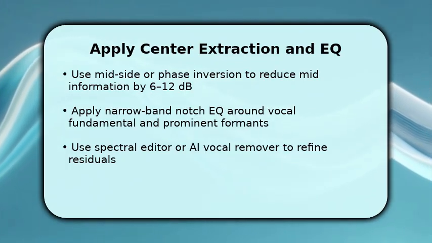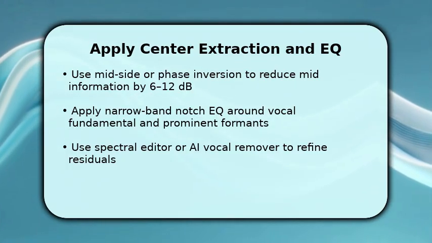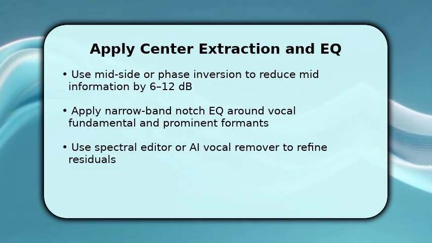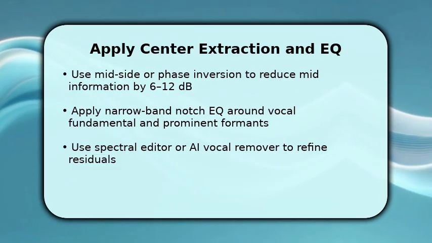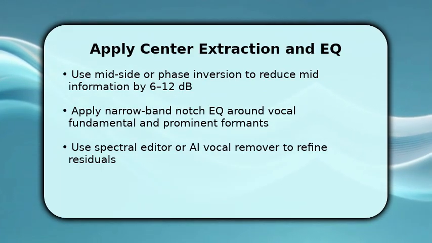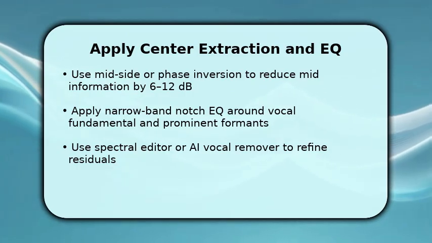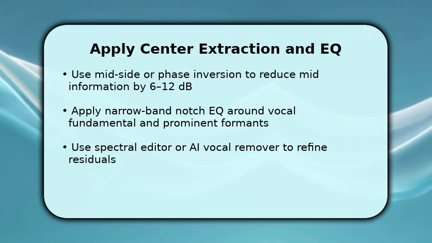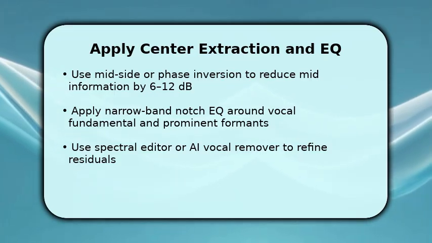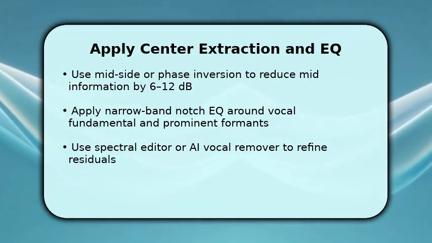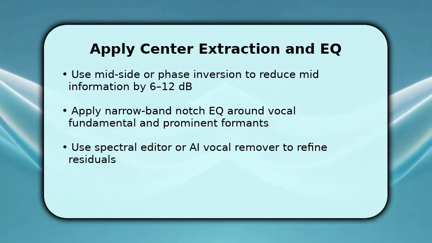Then, make surgical EQ cuts. Target the vocal fundamentals and formant bands with narrow notches and automate them where vocal levels change. If artifacts persist, use a spectral editor or a trained AI vocal removal model to paint out residual syllables. Make sure to audition in context and adjust reduction amount to balance vocal removal versus music quality.